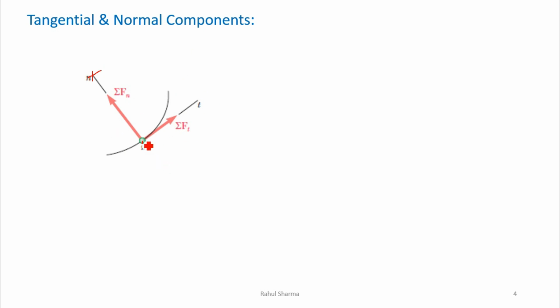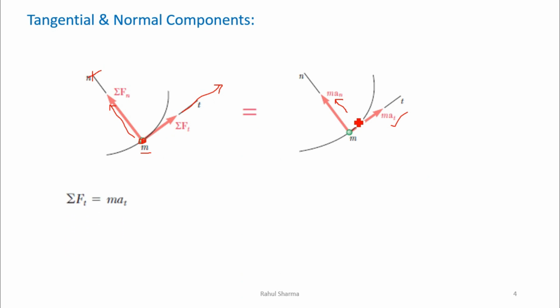At any point the particle, having mass m, has two forces: the tangential force acting tangentially on the object and the normal force acting normally on the object in this direction. So this system will have acceleration in this direction, that is, tangential acceleration and normal acceleration. So we can write the equation.